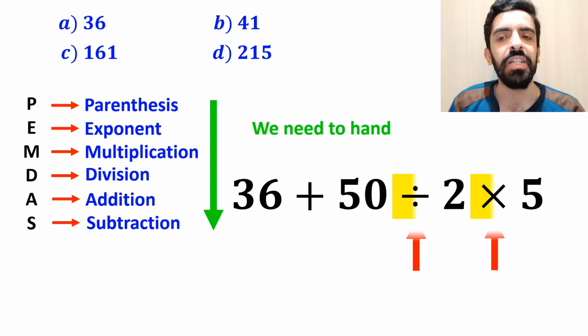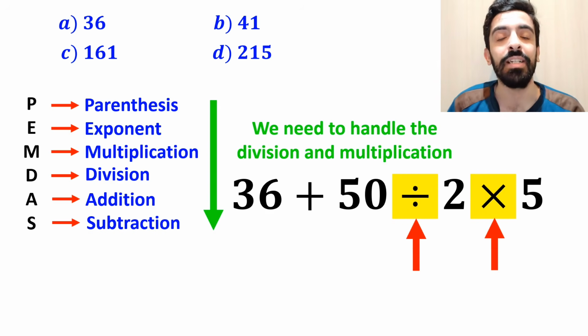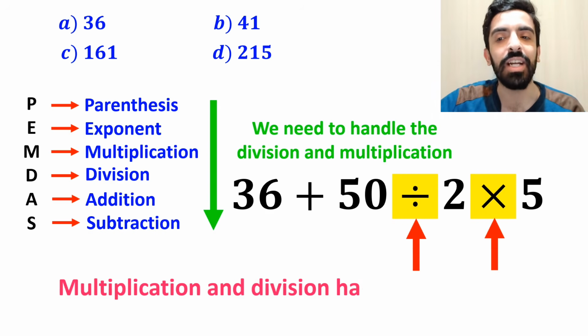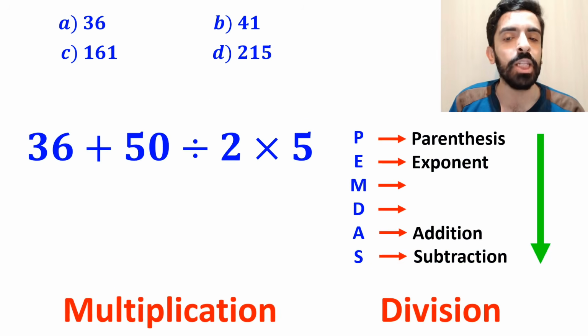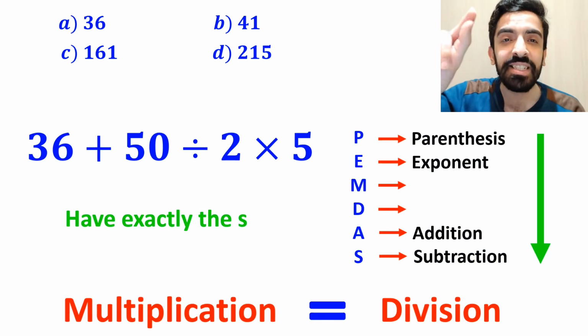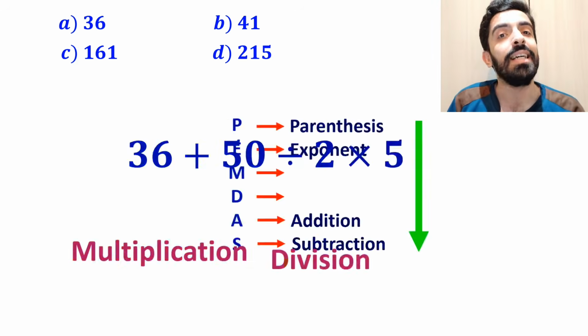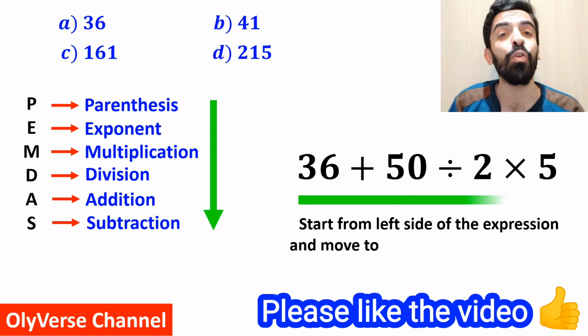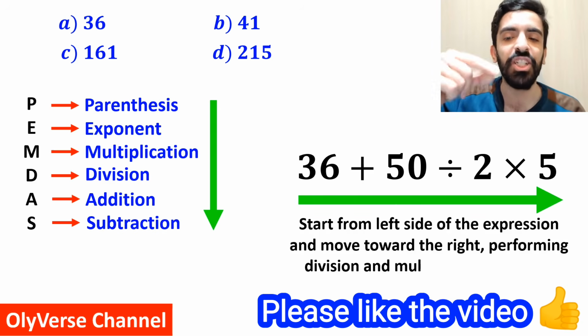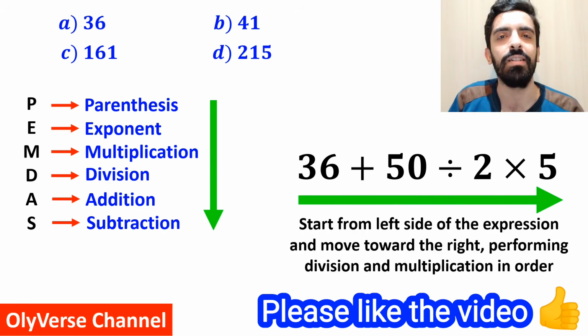And the next step, we need to handle the division and multiplication, since multiplication and division have higher priority than addition. However, it's really important to understand that multiplication and division have the same level of priority. In this situation, the best thing to do is to start from the left of the expression and move toward the right, performing division and multiplication in order.